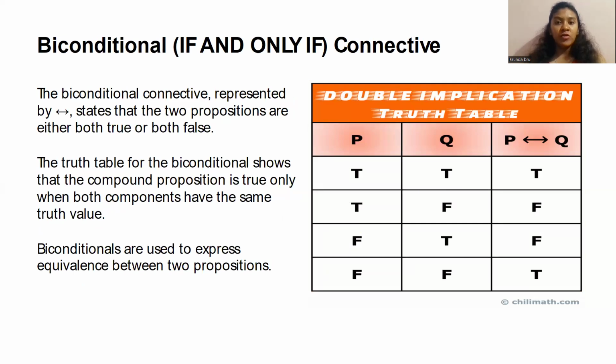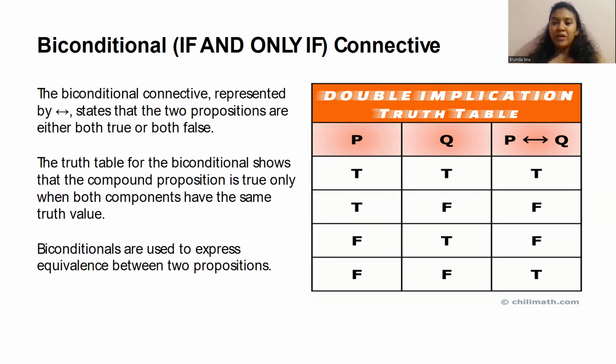Biconditional, that is the if and only if connective. The biconditional connective states that the two propositions are either both true or both false. The truth table for the biconditional shows that the compound proposition is true only when both the components have the same truth value. Biconditionals are used to express equivalence between the two propositions.